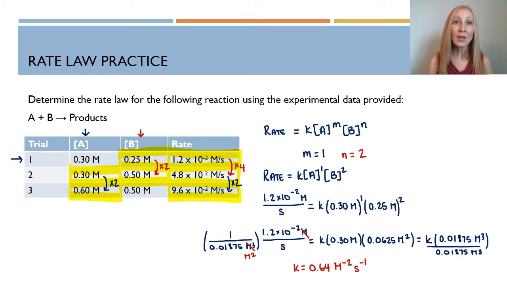Now I'm going to rewrite the entire rate law, including that K value. So the rate is equal to 0.64 M to the negative 2, s to the negative 1, and that's my K, times the concentration of A to the first power times the concentration of B to the second power. And I can use this to figure out the rate of my reaction with any concentration of A and B. So let's try another example here.